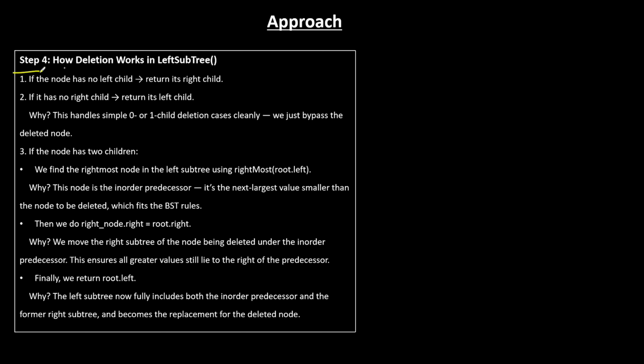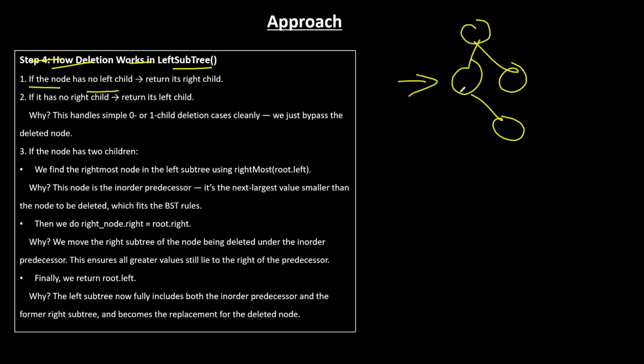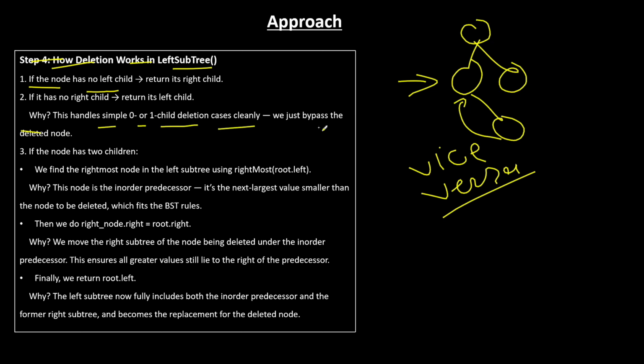Now in step 4, how deletion works in the left subtree. So this is the tree. If the node has no left child, suppose this is the node to be deleted and it does not have any left child, we will return the right child, and vice versa. Nothing to do anymore in that case. This handles the simple 0 or 1 child deletion cases cleanly, which is bypass the deleted node. That's all.